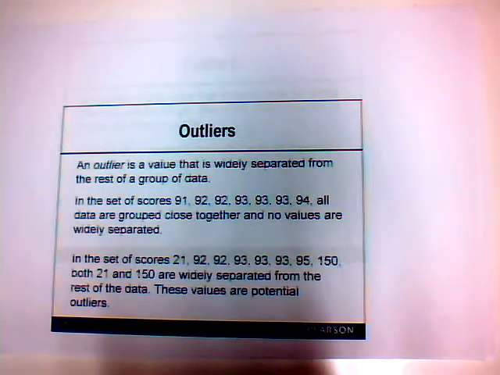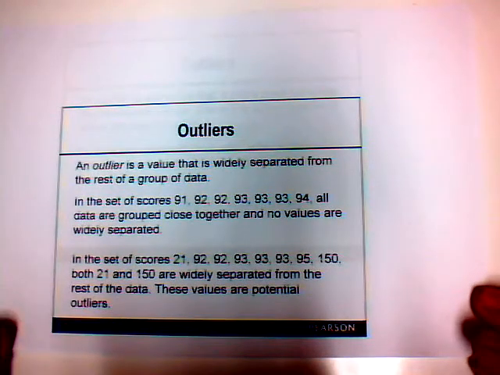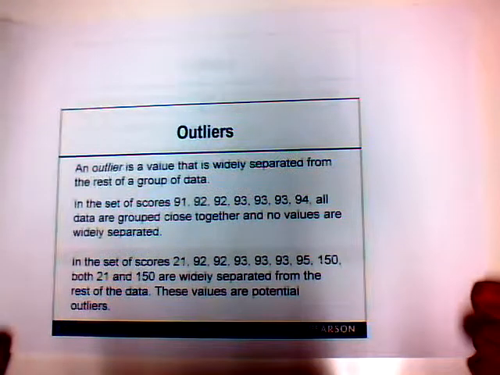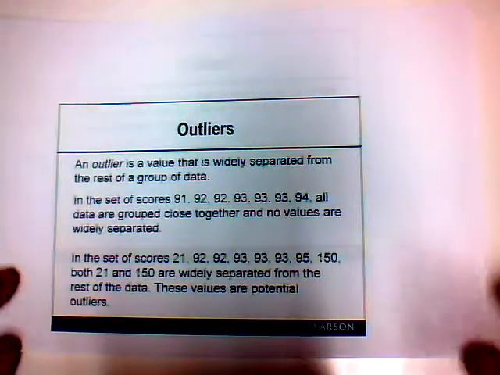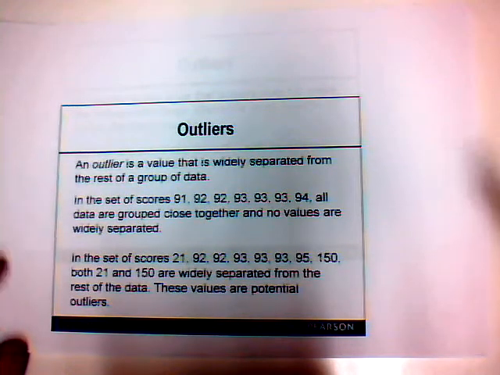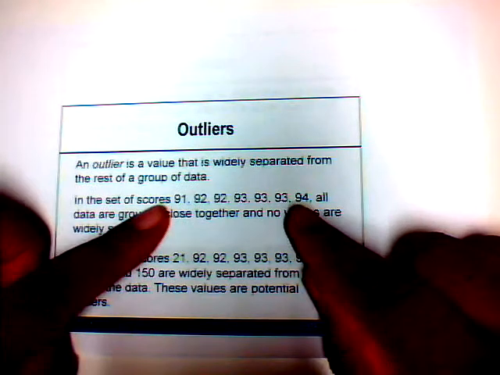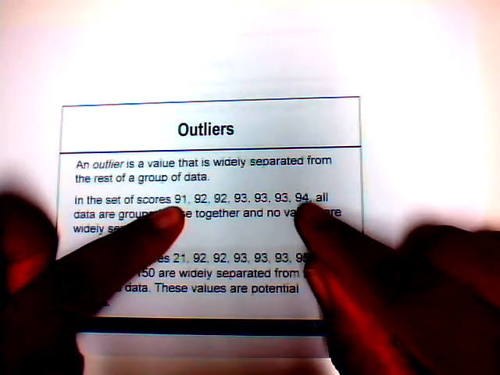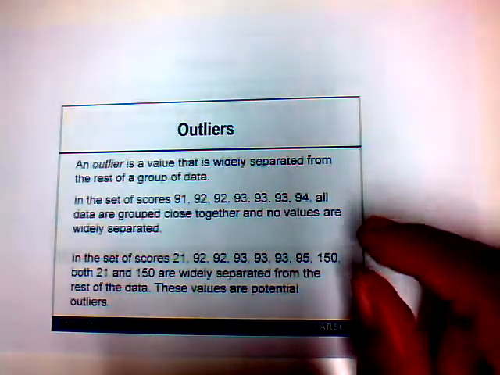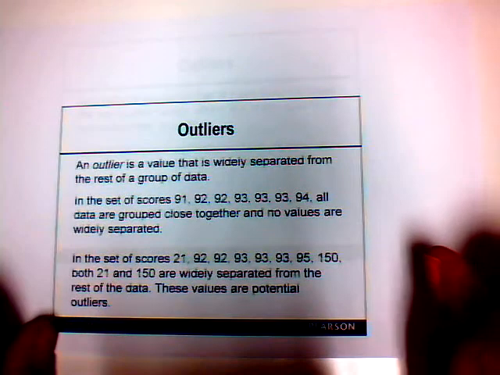Next, we'll talk about what an outlier is. An outlier is a value that is widely separated from the rest of the group of data. In the set of scores 91, 92, 92, 93, 93, 93, 94, all data are grouped close together so no values are widely separated. They're close together because the range from lowest to highest is only 3, so those data values are close together.